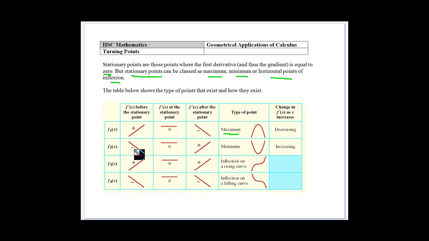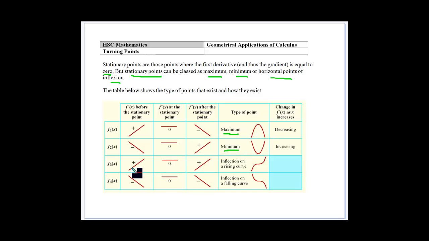When we've got a situation where the curve falls and then is stationary and then rises, we get a minimum turning point. So the curve falls, stops, and then rises again. And after this turning point, it starts to increase. So it's going from a case where it's decreasing to increasing. When it's maximum, it's increasing and then decreasing.